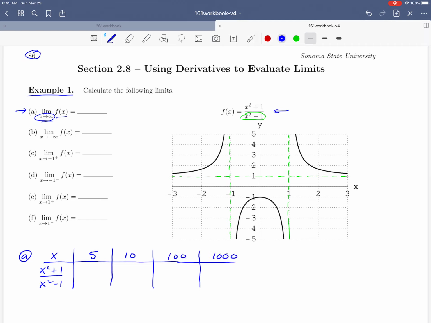Okay, so you can choose any list of numbers you want to as long as they're getting bigger and bigger. I'm going to start with 5, 10, 100, and 1,000. Notice that those numbers are approaching infinity. And what we're interested in is what's happening down here in the second row. What are the outputs doing? So we'll do what we did earlier in the course and just substitute our x values in one at a time, maybe starting with the 5 here.